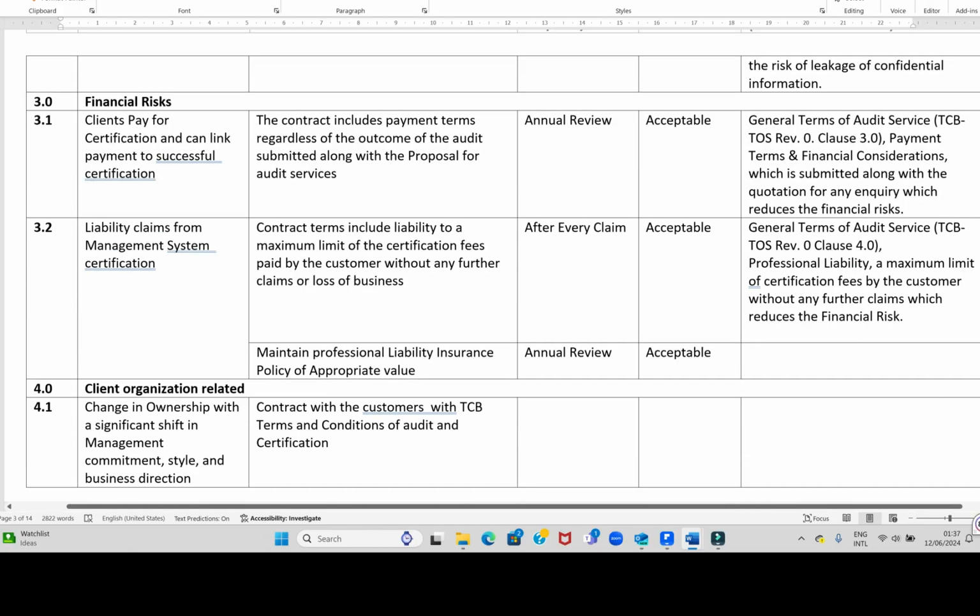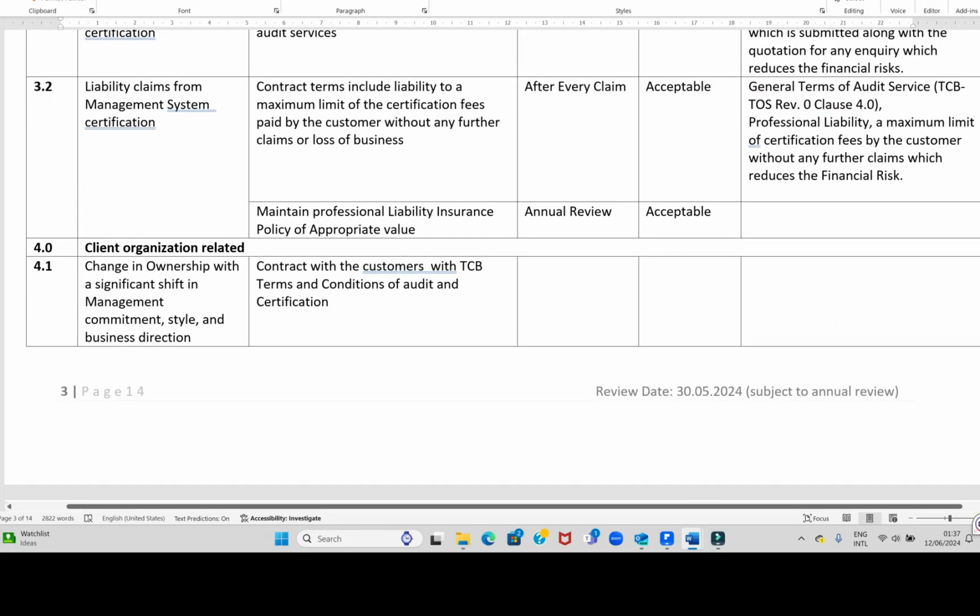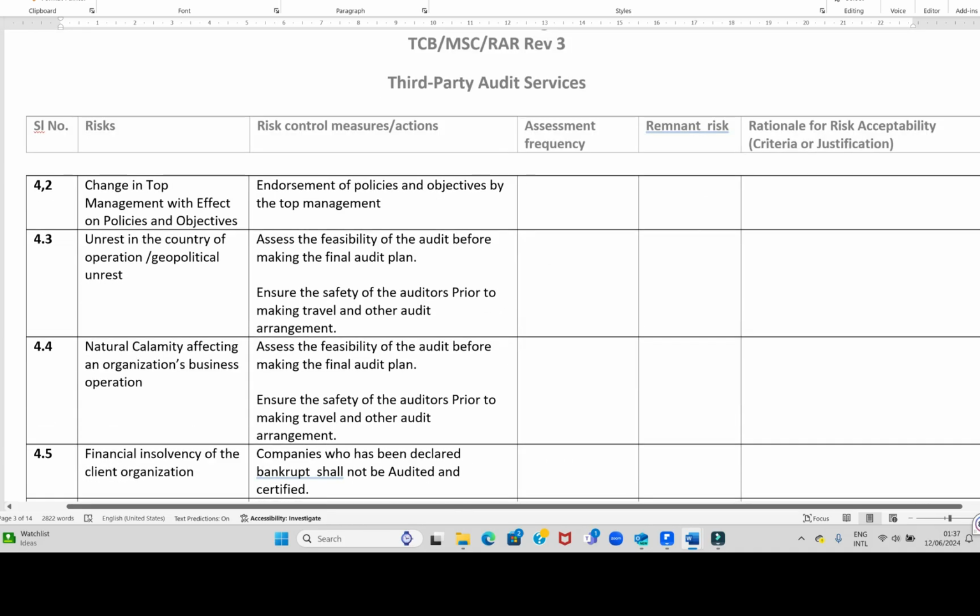So liability claims and all these things, client organization related conflicts. So these are other conflicts. So like that, we have all these risks identified. For example, resource constraint. Suddenly we found that in a country we don't have adequate auditors, or something has happened, or 2 days before the audit, the auditor has fallen sick and they were all ready for the certification audit. So we'll have to make alternate arrangements and things like that.